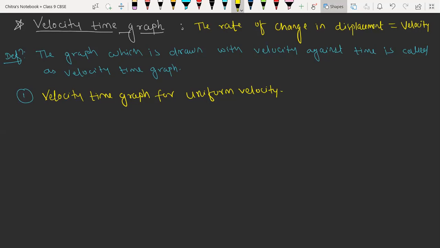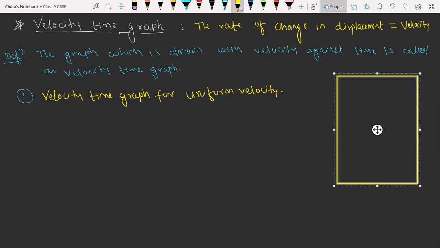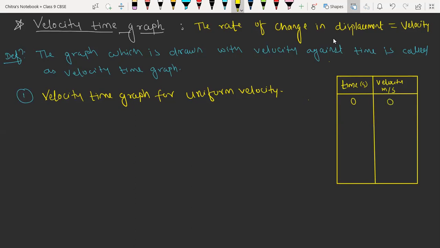So let me draw one graph over here. First, we have to write a table. We have to take some values here. So here I have taken time in seconds, and here velocity in meters per second. First I am taking time 0, so velocity will be 0. Now I am taking time 5 seconds, then 10 seconds, then 15 seconds, then 20 seconds, and then 25 seconds.